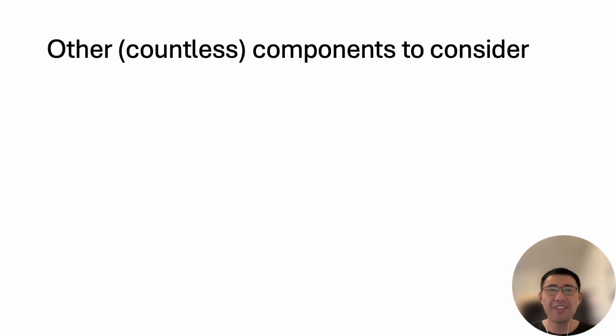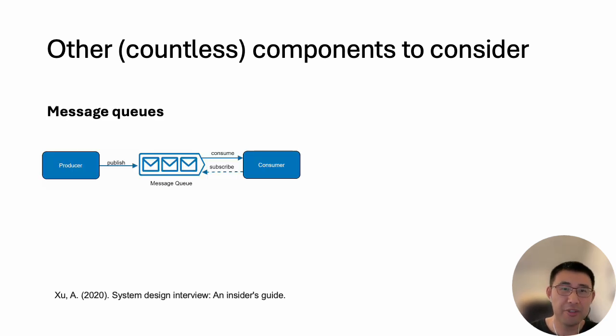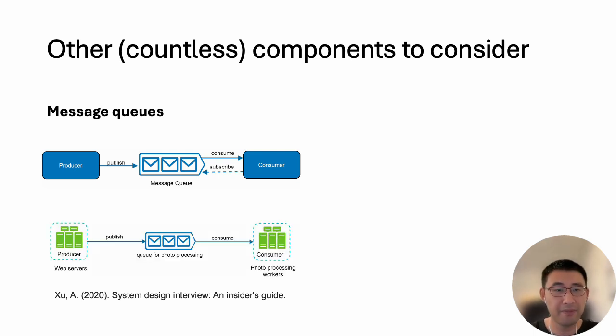And of course, there are countless other components to consider in a system design problem. For example, there are message queues. If there's a producer and a consumer and we want them to synchronize in an asynchronous fashion, we just publish all the tasks we need to do in a message queue, and whenever the consumer is ready, it starts consuming the message queue in a first in, first out manner.